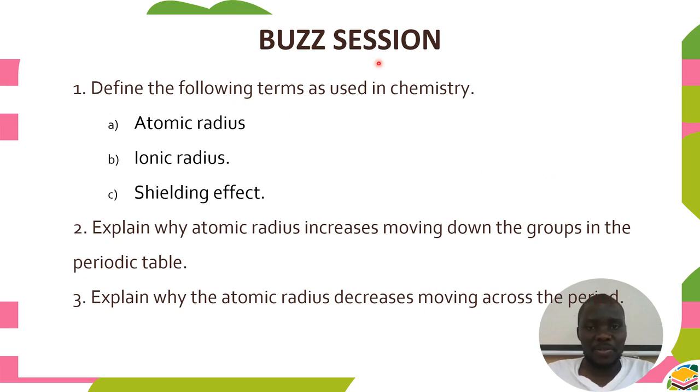Now we have a bar session, a quick exercise where we check ourselves in terms of understanding. The first one: define the following terms as used in chemistry. We have atomic radius, ionic radius, shielding effect. We need to try to define these terms. The second one: explain why atomic radius increases moving down the group in the periodic table. The third one: explain why the atomic radius decreases moving across the period.